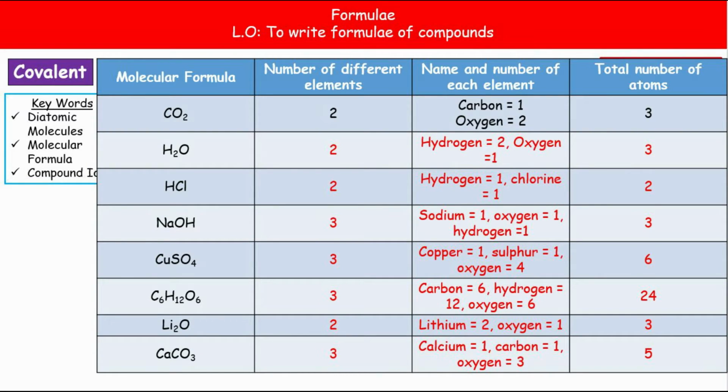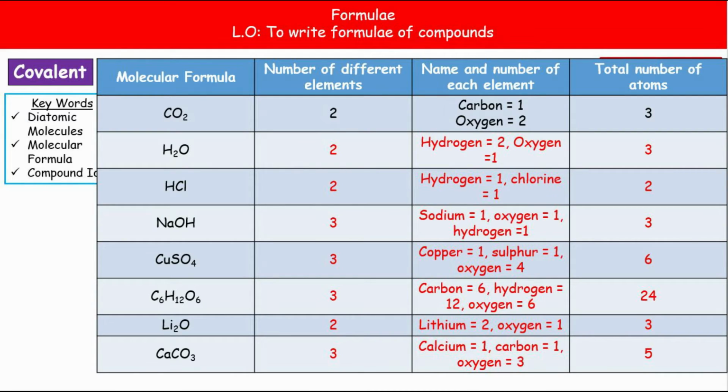Okay, let's check those answers then. So H2O has 2 different elements. We've got 2 hydrogens and 1 oxygen and 3 atoms altogether. HCl has 2 different elements. Hydrogen is 1, chlorine is 1, and there are 2 atoms in total. NaOH is 3 different elements. We have 1 sodium, 1 oxygen, 1 hydrogen, and 3 atoms altogether.